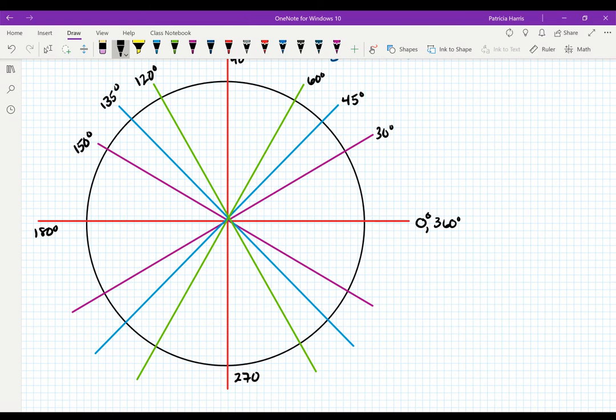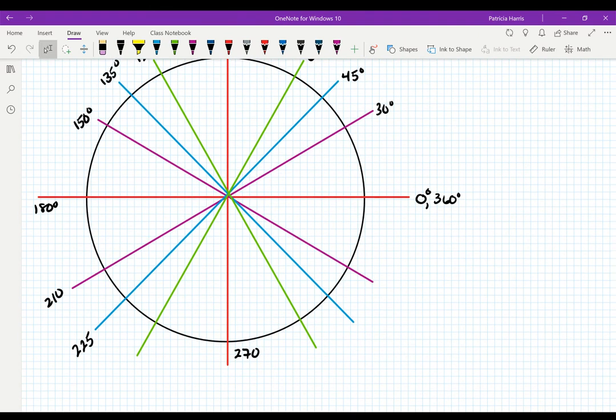All right, continuing on down into the third quadrant. 180, 210 degrees, 225 degrees, and then 240 degrees. Forgot my degree symbol. All right, now we're down into the fourth quadrant, 270. So that's 300, 315, and 330. Now all of these are based on that 30, 60, 90, 45, 45, 90 triangle.